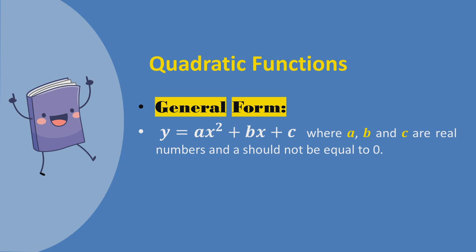So before we proceed to our discussion, let's first have a review on our quadratic function, specifically on its general form. So yung general form ng quadratic function natin ay given by the equation y equals ax squared plus bx plus c, where a, b, and c are real numbers and a should not be equal to 0. So alam na natin yung ibig sabihin yan. So pag real numbers, pwedeng negative number, pwedeng positive number, pwede rin maging 0. Maliban na lang sa coefficient na a. Hindi siya dapat maging equal to 0.